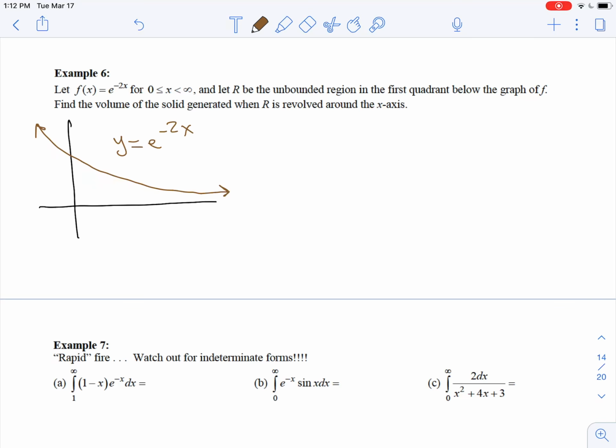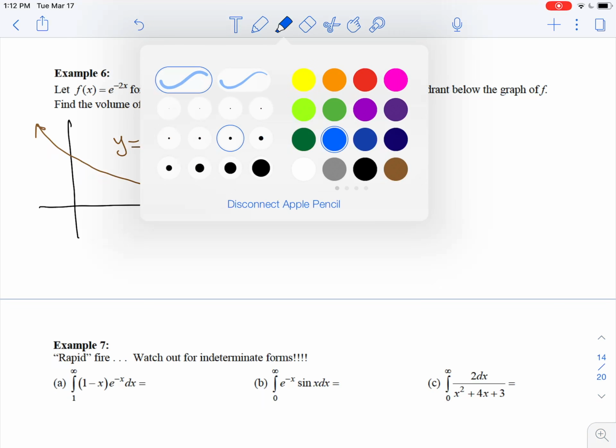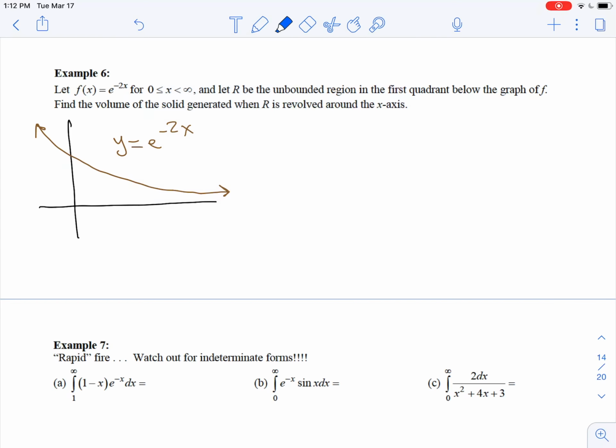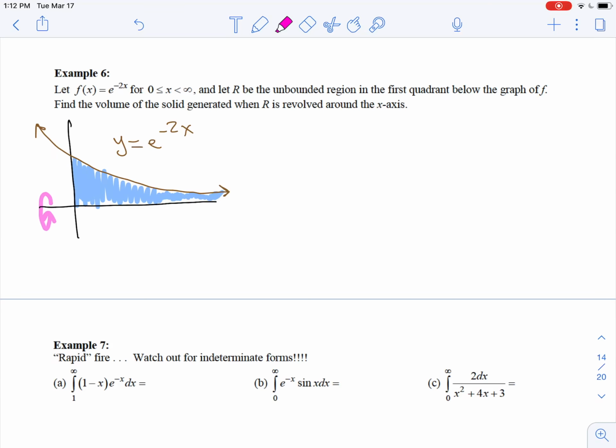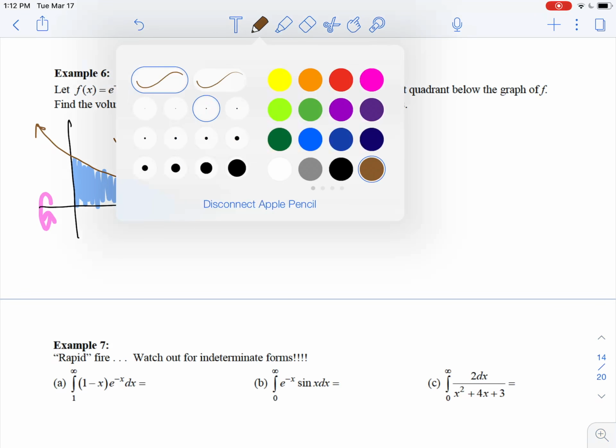So, what we want to do is think about the area that we want to rotate, right? All this stuff is bounded by 0 all the way to infinity. So we're talking about going to the very end of that curve right there, and that's just going to keep going. All right, we want to rotate this around the x-axis. So then it's going to be this.